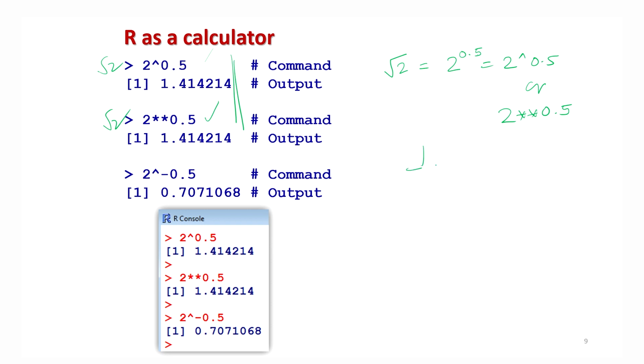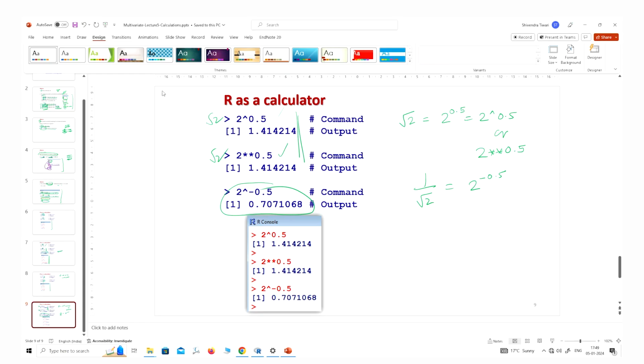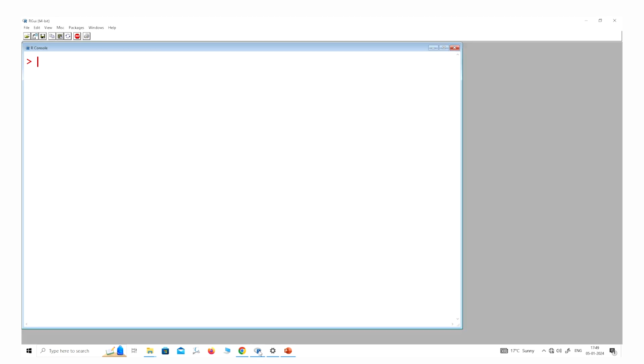Right. And in case you want to find out the value of 1 upon square root of 2, this is 2 to the power of minus 0.5, which is written here, and you will get this value. So these things you can verify very easily in your R console, and I will try to give you some demonstration so that you get more confident about how things are going to work.